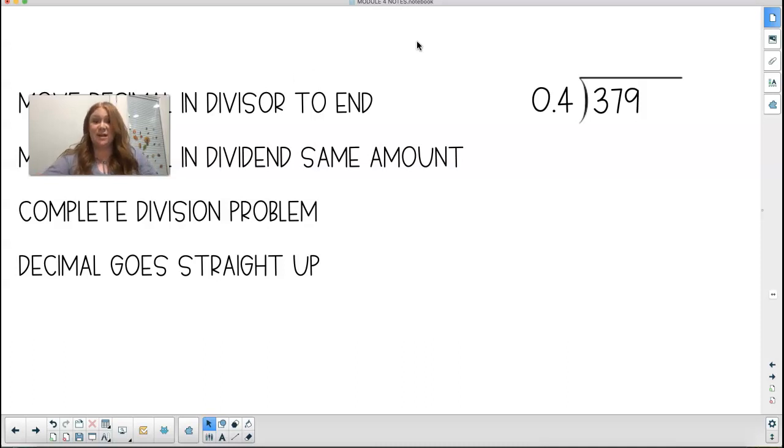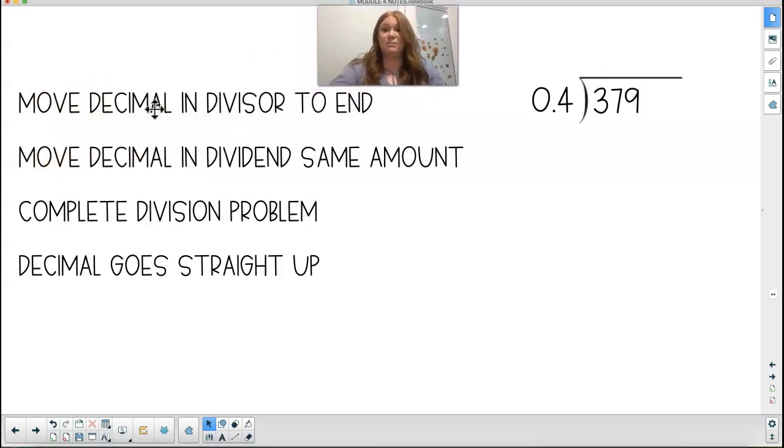So the first thing we're going to do is move the decimal in the divisor to the end of the problem. And you want to count how many places that was. So for this one, it takes 1 place to get it to the end. Now you're going to do the same thing in the dividend. So what you do to one part, you have to do to the other. It's kind of like when you're simplifying a fraction. You can't just change one number. You have to change a top and a bottom, right, to keep it the same. So when we change one, we have to change the other.